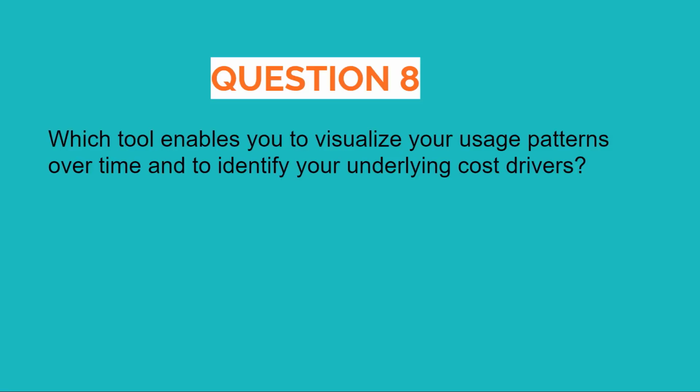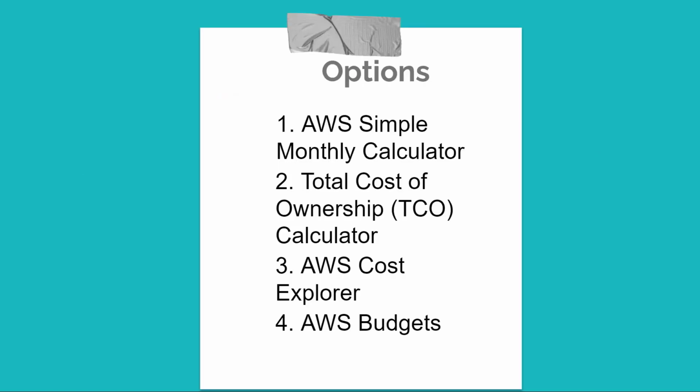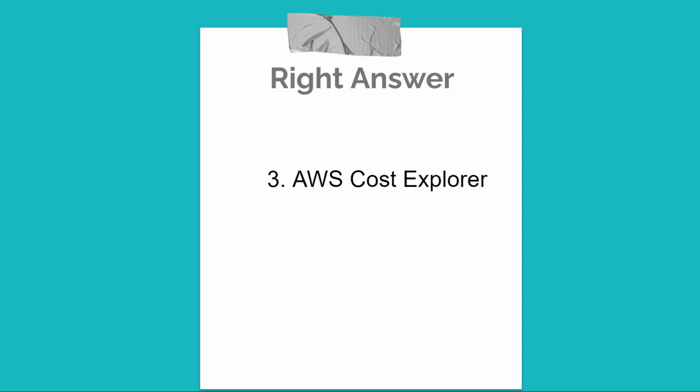Question: which tool enables you to visualize your usage patterns over time and to identify your underlying cost drivers? Option 1. AWS Simple Monthly Calculator. 2. Total Cost of Ownership (TCO) Calculator. 3. AWS Cost Explorer. 4. AWS Budgets. Right answer is 3. AWS Cost Explorer.